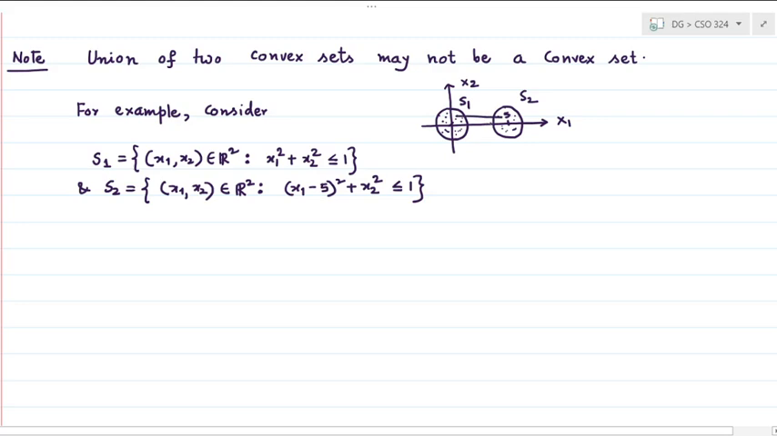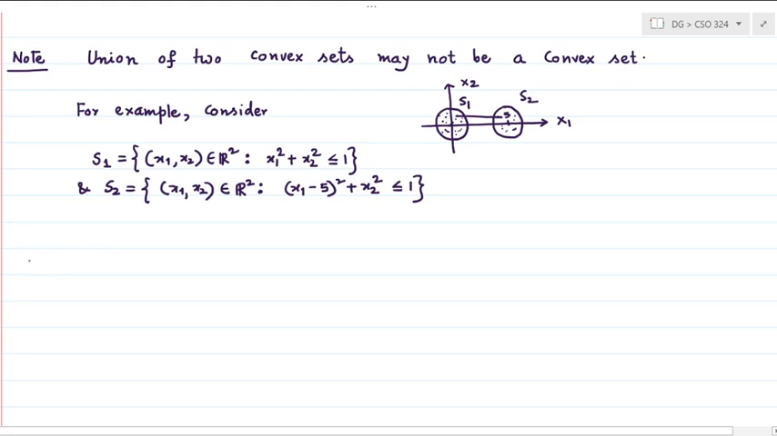Fine. And therefore the set S1 union S2 is not a convex set, and therefore the union of two convex sets may not be a convex set. However, the intersection of two convex sets is always a convex set. Fine. Now once it is, then we have a very interesting fact if you consider a set of linear inequalities.